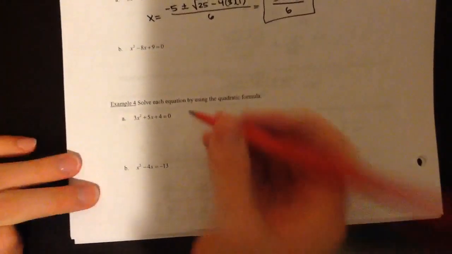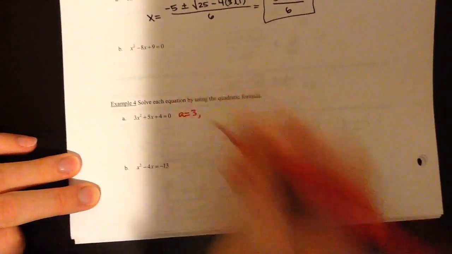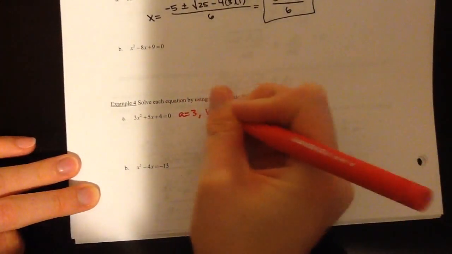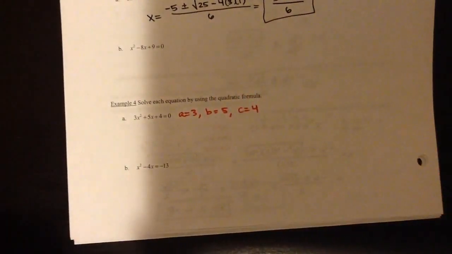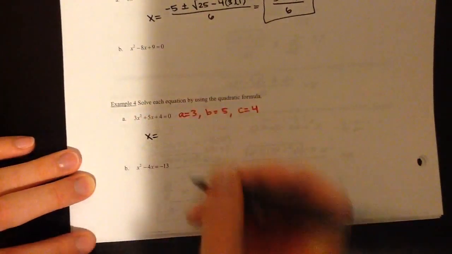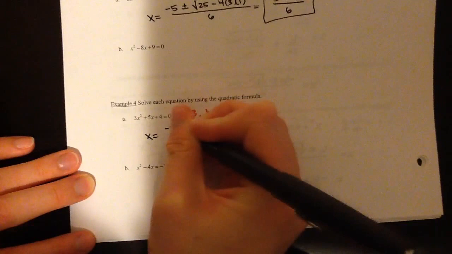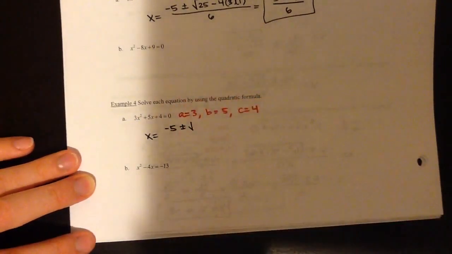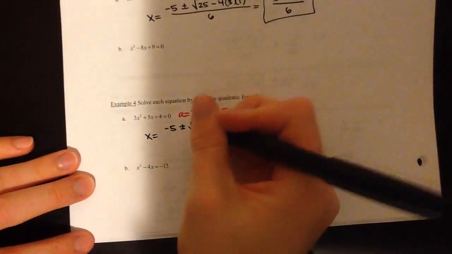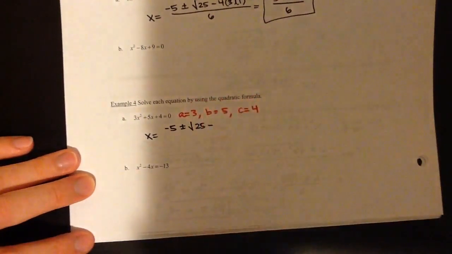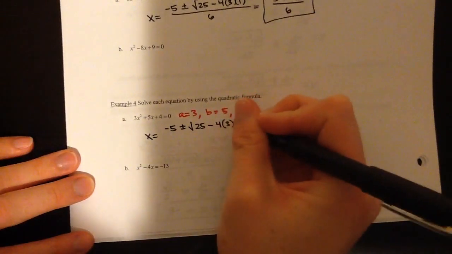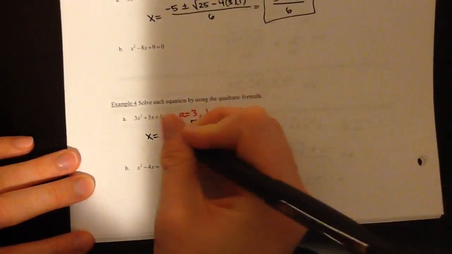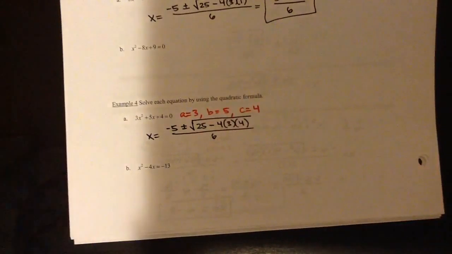Okay, and next one, example 4. Same exact thing, same exact formula. So a is 3, that's the coefficient on x squared. b is 5, that's the coefficient on x, and then c is 4, that is the constant hanging out by itself. Okay, so x equals negative b, we start with a negative 5, plus or minus square root of b squared, 5 squared is 25, minus 4 times a is 3, times c is 4. And all of that over 2a, 2 times 3 is 6.